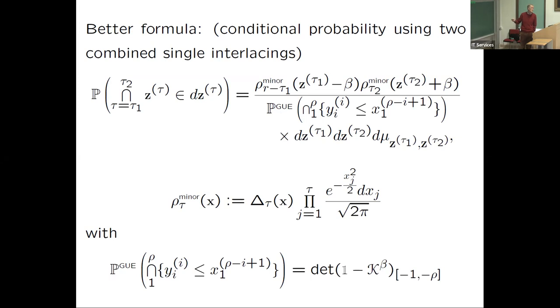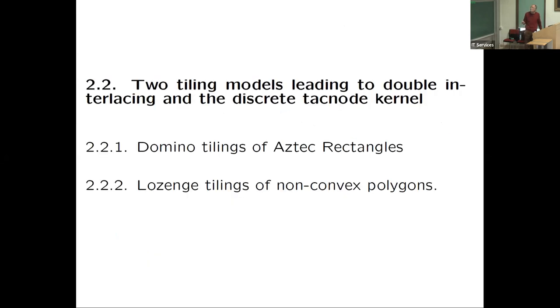I said to you, try to remember what k beta is, but it appears right here. Now, there is a problem which I have not explained to you: how does one get that formula? The formula comes from two tiling models, which lead to double interlacing: domino tilings of Aztec rectangles and lozenge tilings of non-convex polygons. So let me go to that.